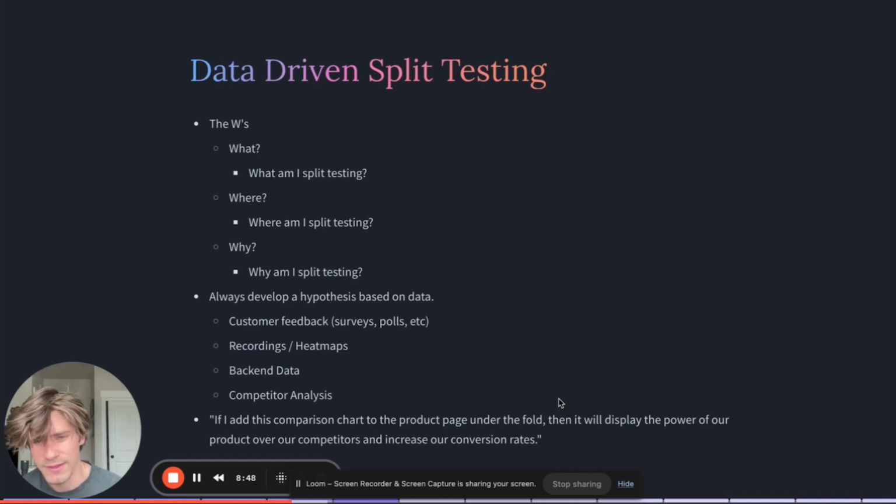What am I split testing? Where am I split testing it? And then why am I split testing this? Okay, so let's start with what. So what is the element that you're going to split test? That comes to the original video of, okay, I want to add a video to the product page. That's the what. Now, where am I split testing this? On the product page, under the fold.